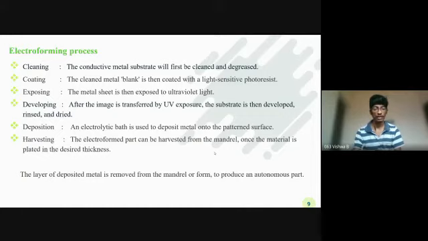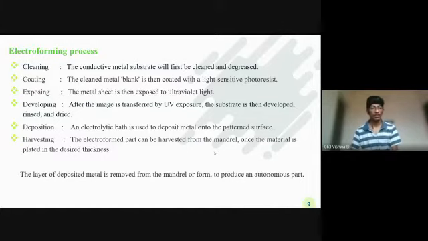Then the next method is coating. The cleaned metal blank is then coated with light sensitive photoresist. The photoresist is a liquid that is to be coated. Exposing: the metal sheet is then exposed to ultraviolet rays. After coating, it is kept dry and then exposed to ultraviolet UV light.